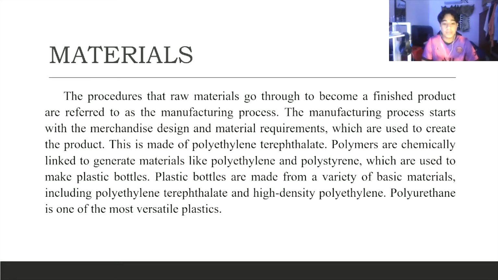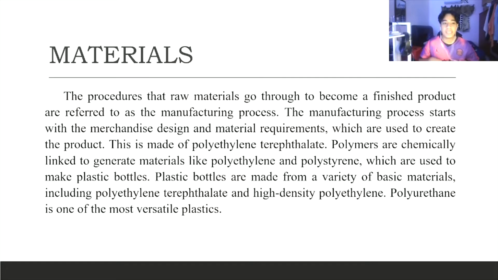So this is my part that I want to present to you. So materials. The procedures that raw materials go through to become a finished product are referred to as the manufacturing process. The manufacturing process starts with the merchandise design and material requirements which are used to create the product. So this is made of polyethylene terephthalate. Polyethylene terephthalate. That is the pronunciation.